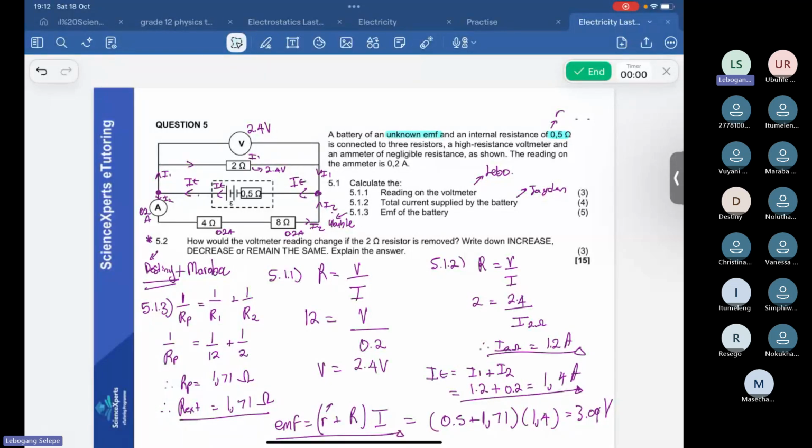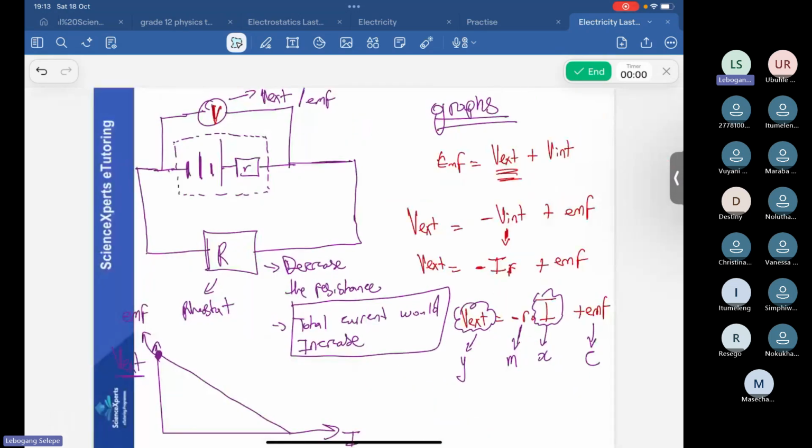Destiny and Hotaz, can you explain how the voltmeter reading, the V external, would change if the 2 ohm resistor is removed? Let's go back to this question. You see that here the main idea is to know the relationship between V external and current, because those are the two variables that have a relationship. But then you can't change the current without changing the resistance. You need to change the resistance first. That is why I told you that here they change the resistance first. They tell you that, for example, they decrease the resistance.